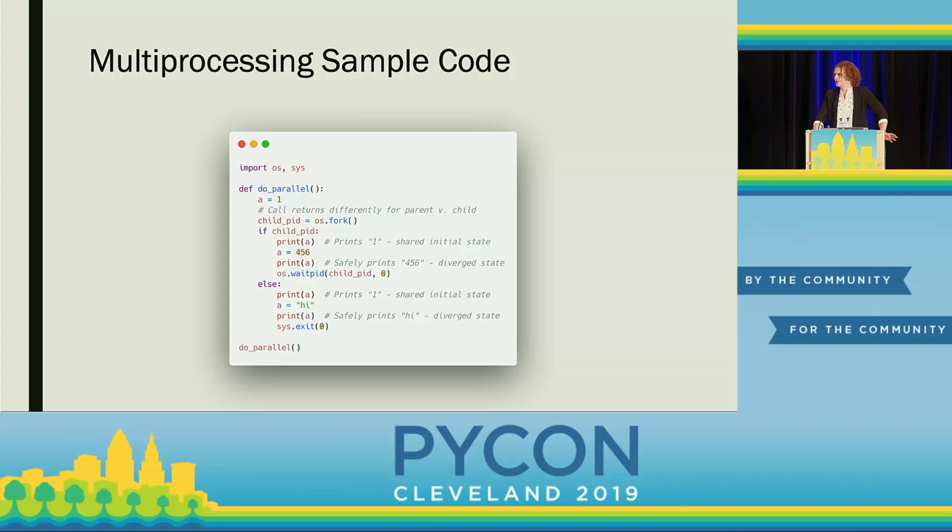no worries, because the child has separated its address space. We can modify that variable as much as we want without interfering with what the child is doing. If we start out on the child, similarly, we can print that variable, modify it, do whatever we want without worrying about interfering with the parent process.